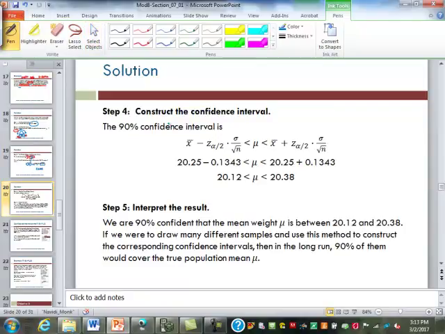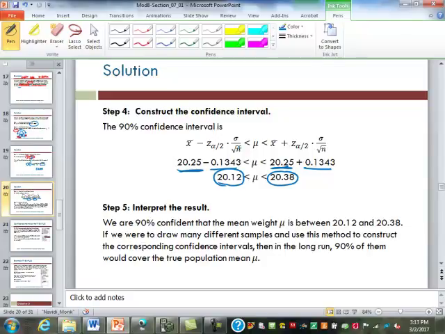So there we go. Our point estimate of 20.25 minus the margin of error gives us our lower limit, 20.12. The point estimate of 20.25 plus our margin of error gives us an upper limit of 20.38. So here's the big one, the interpretation. A lot of people word this wrong. A lot of people say, well, 90% of all intervals contain this.